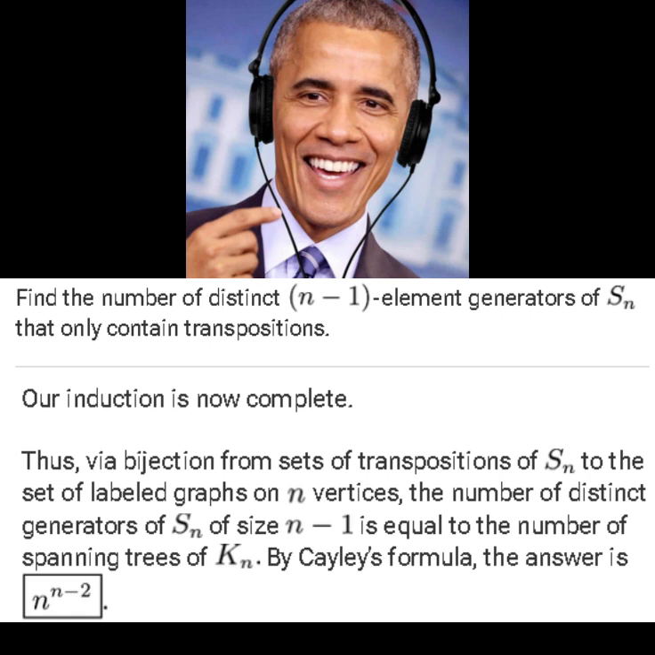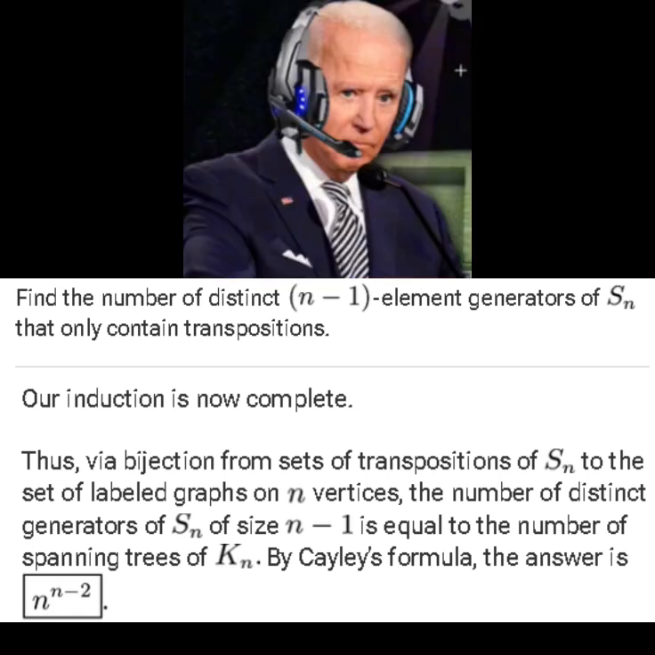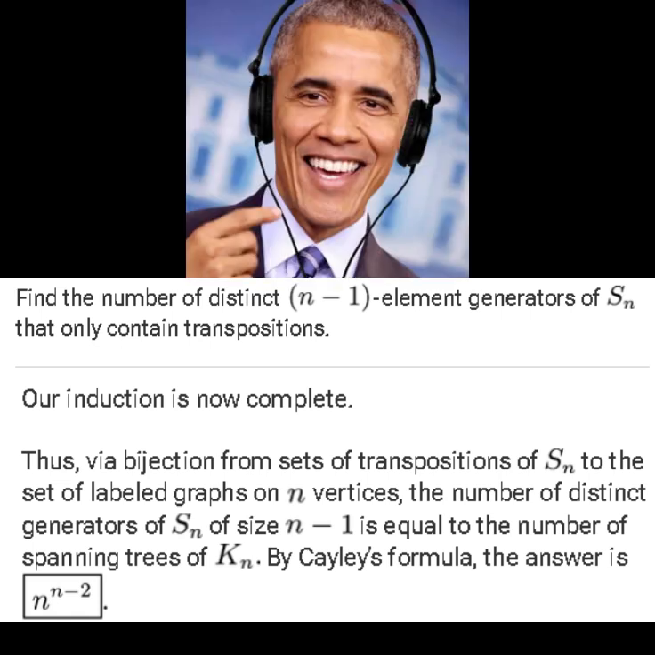All right, so now the induction is finished, and we have proved that the sets of transpositions we are trying to enumerate biject to the set of spanning trees of the complete graph on n vertices. By Cayley's theorem, this number is n to the power of n minus 2. Let's go, we solved this problem. It was challenging, but fun. What do you guys think?